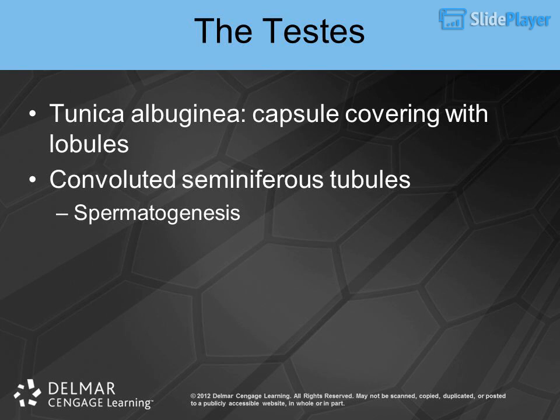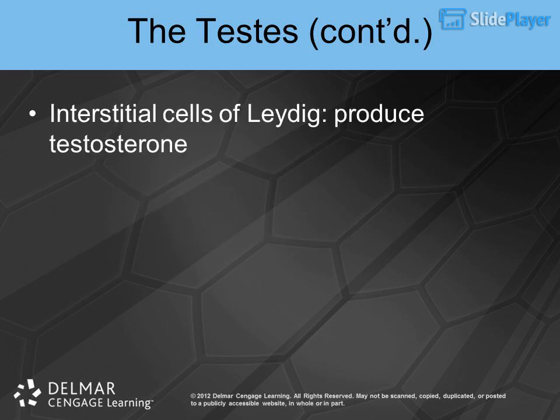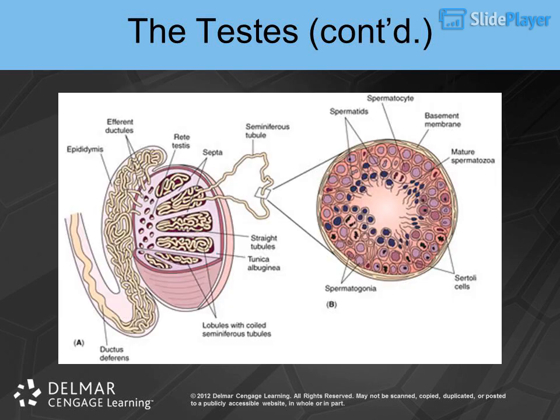Spermatogenesis. Spermatogonia give rise to primary spermatocytes, then secondary spermatocytes, then spermatids, then spermatozoa. Sertoli cells supply sperm cells with nutrients. The interstitial cells of Leydig produce testosterone.